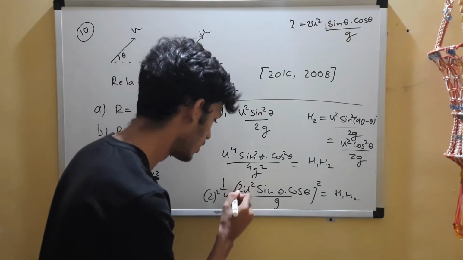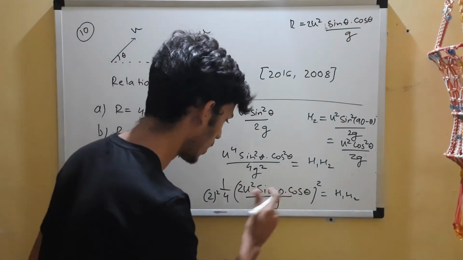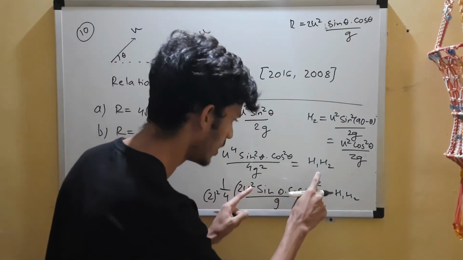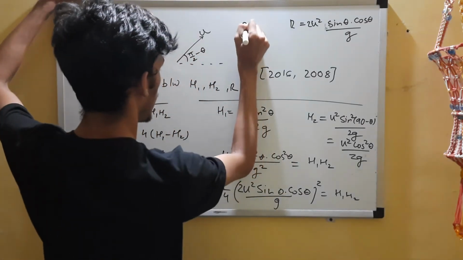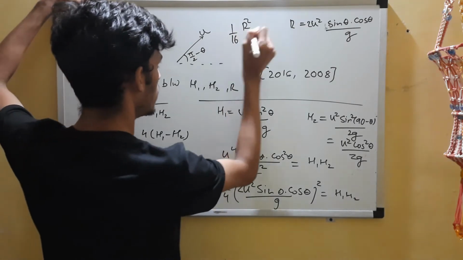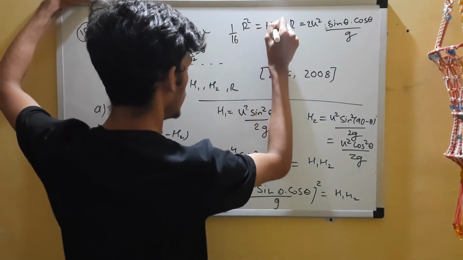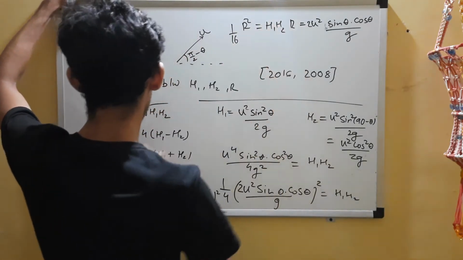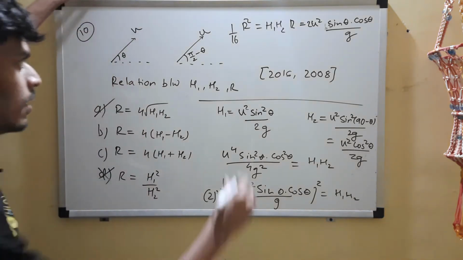So this whole thing is nothing but R square, right? This whole thing is R and it is squared. So what you get is R square, and here you'll get 4 into 4, 2 square is 4, so 16, right? So you get H1 into H2. You can see your answer. It will be option A, right?